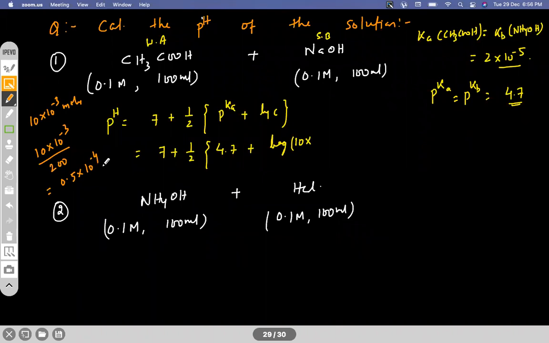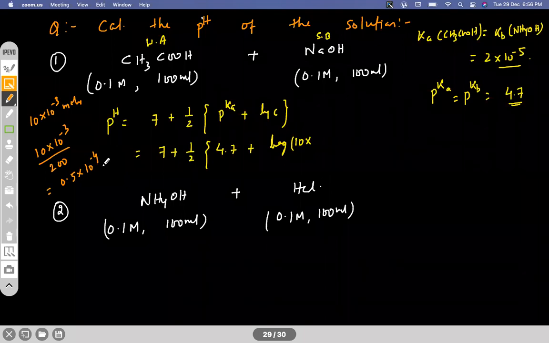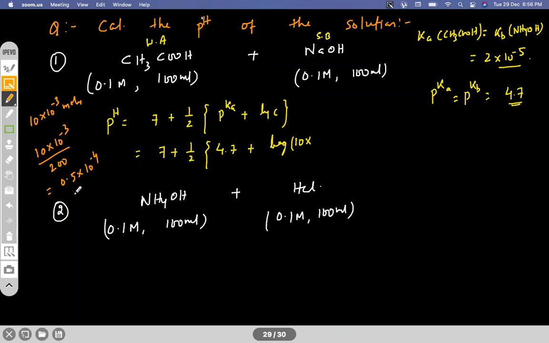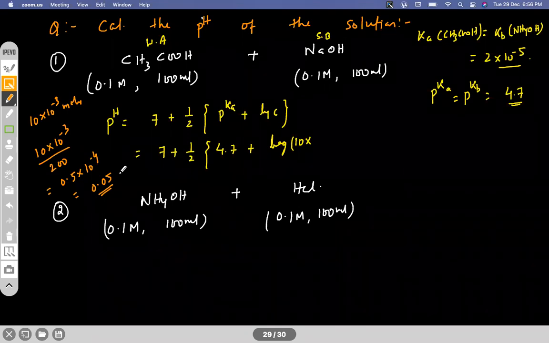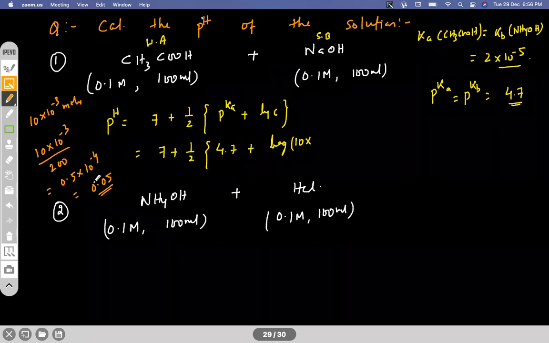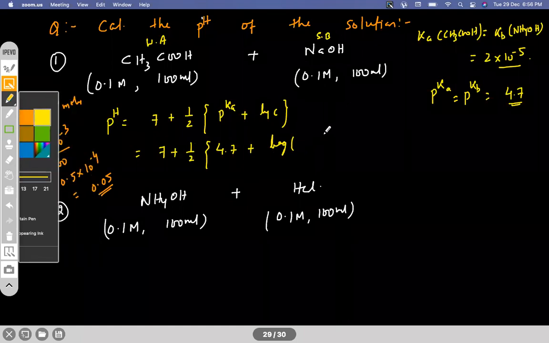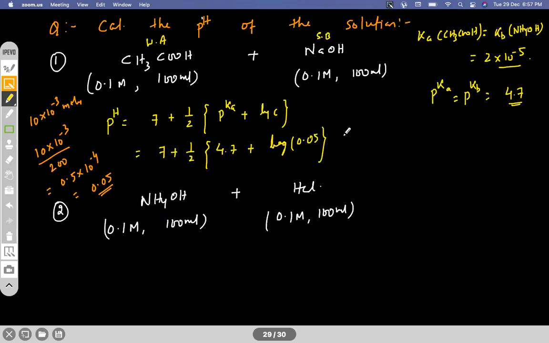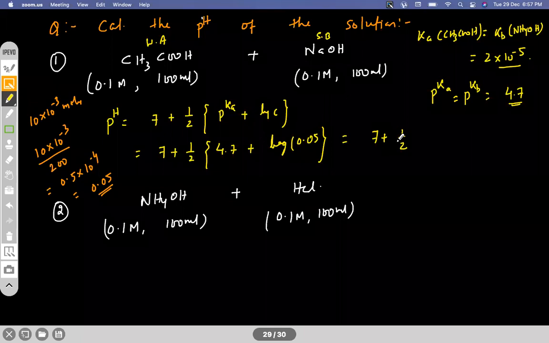So log of this value you need to calculate. 0.05 concentration you'll get if you consider the millimoles over there. So millimoles we have here, if you take this as millimoles 10 only, you'll get this. 0.05, yeah, that's right. So log of 0.05, which you will substitute here. So 7 plus half of log of 0.05 is minus 1.3.